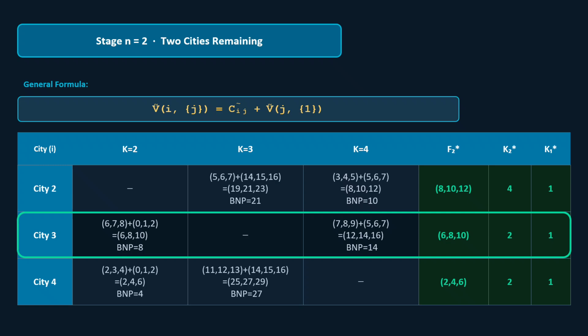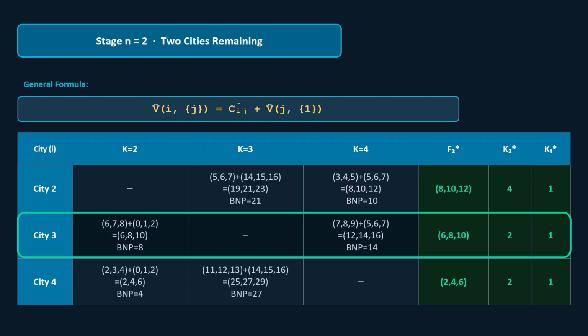Sum 6 plus 0, 7 plus 1, 8 plus 2 equals 6, 8, 10. BNP equals (6 plus 8 minus 6 plus 10 minus 6) divided by 3, which gives 8. Option K equals 4. City 3 travels to C4.